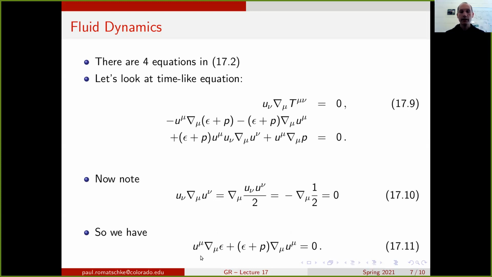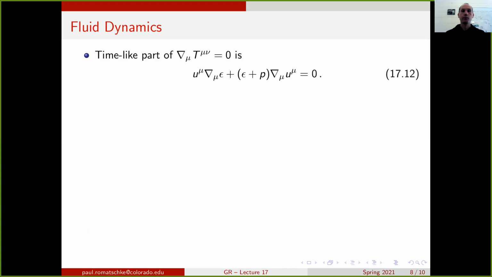Just as a side comment, since I said that u^μ projects onto the time-like part, this combination u^μ ∇_μ is the time-like covariant derivative. So this is sort of like a time derivative, but expressed such that it is always pointing in the time-like direction, even if we are on a curved manifold where the time-like direction is not trivial to find. So this equation that we just derived, the time-like part of ∇_μ T^μν is 0, is this equation here. Now let's try to figure out what the meaning of this equation is.